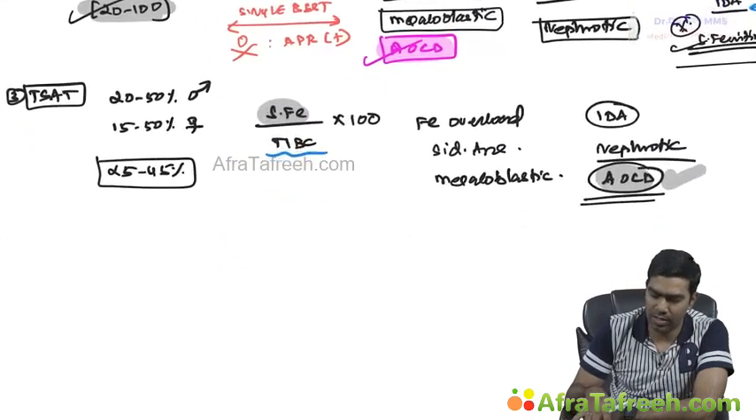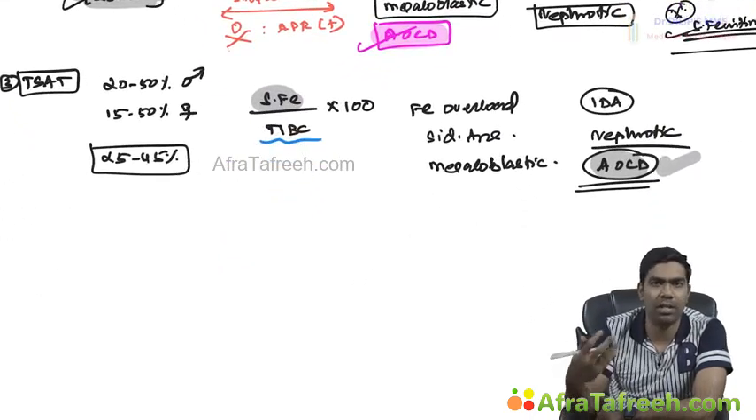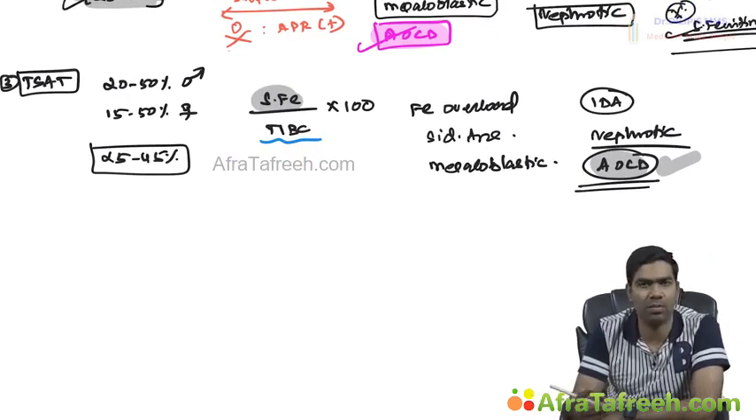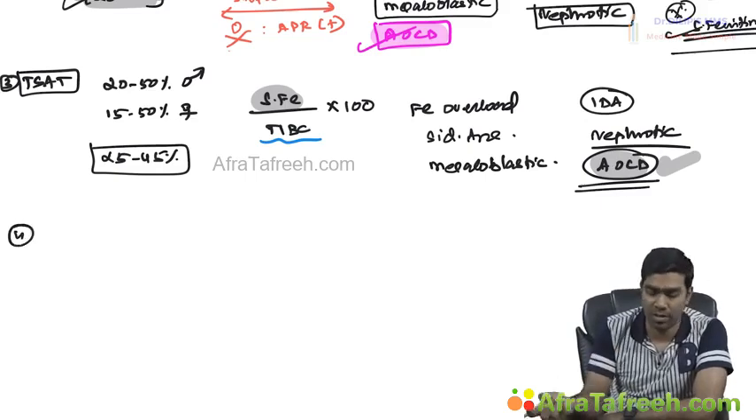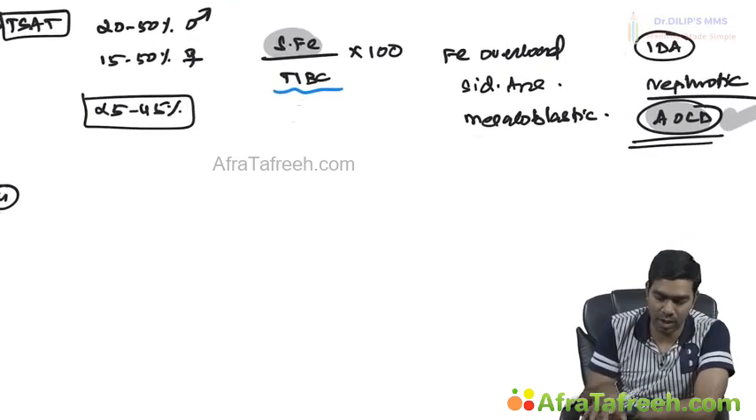So that's why this TSAT is also important. TSAT may be reduced in iron deficiency and anemia of chronic disease, but it will increase in iron overload states. But anemia of chronic disease may have high ferritin, but not TSAT. TSAT will be low in anemia of chronic disease.